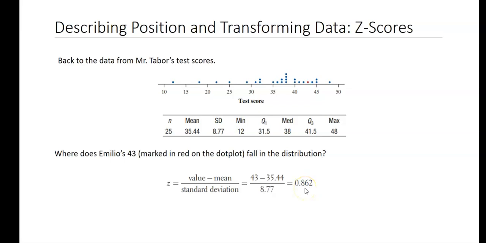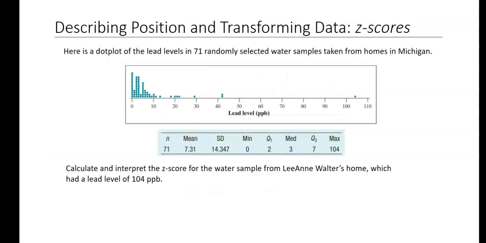So he's 0.862 standard deviations above the mean. He's almost 1 standard deviation above the mean. That's what it says: his test score is 0.862 standard deviations above the mean. It's positive, so it's above the mean. It's definitely possible to get a negative z-score. That would mean your score is below the mean by a certain number of standard deviations.